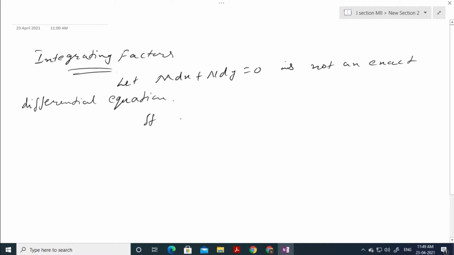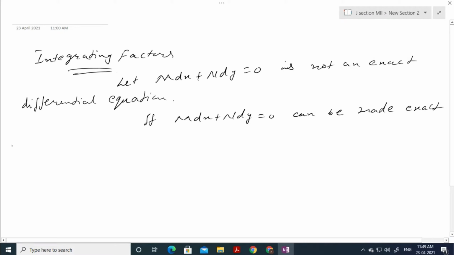So the definition will be: if M dx plus N dy is equal to 0 can be made exact by multiplying it with a function, it is not that you can multiply any non-zero function. It has to be a suitable function so that the given differential equation is converted to exact. That means again you will check the condition for exactness there.